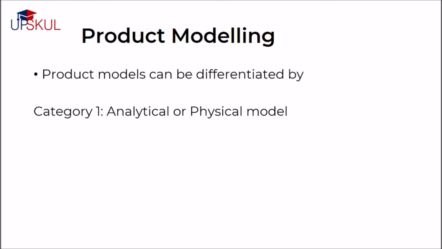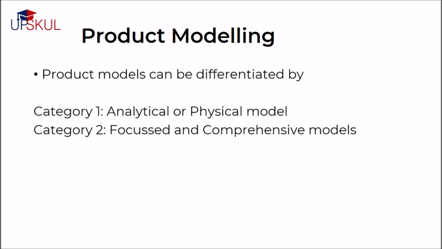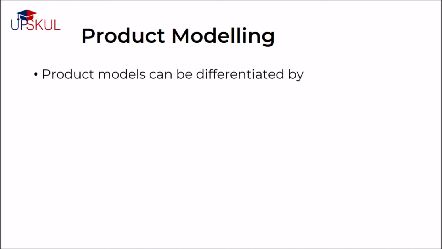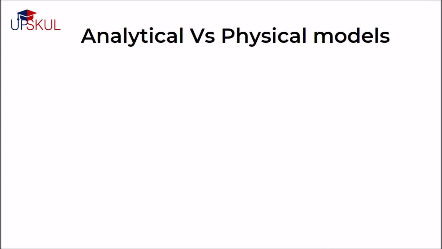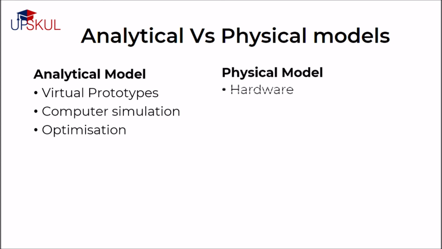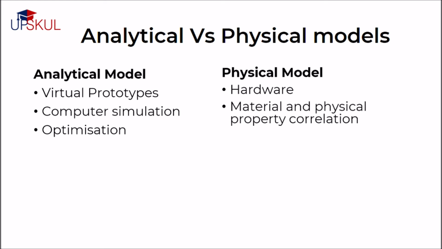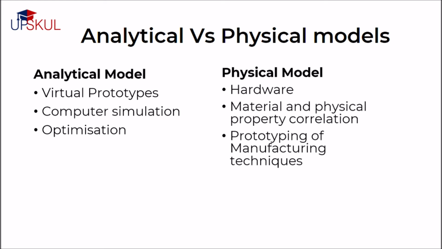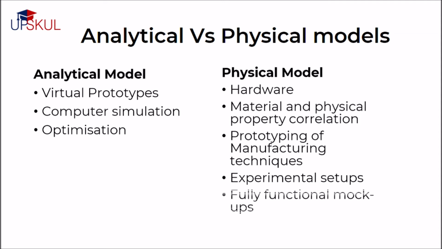It can be analytical or a physical product, and the second category is depending upon the extent of problem solving. It can be a focused model or a comprehensive one. Analytical models are virtual prototypes which can be tested through computer simulation and modified through optimization, whereas physical products are hardware having real material and physical property correlation. They can be used for prototyping of manufacturing techniques as well.